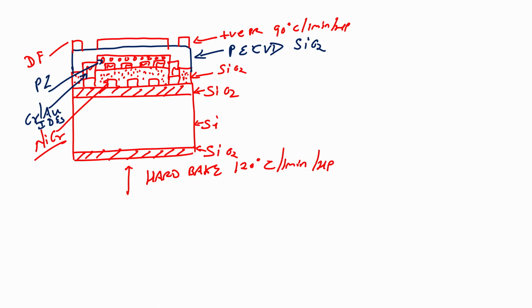So, after this we perform hard baking, and after hard baking our next step would be to dip the wafer in buffer hydrofluoric acid. If I dip the wafer in buffer hydrofluoric acid, then what will happen?